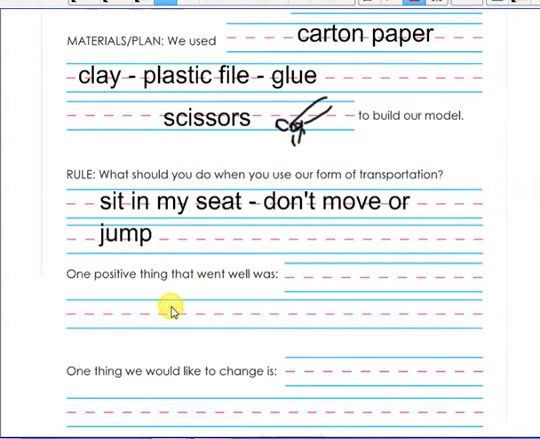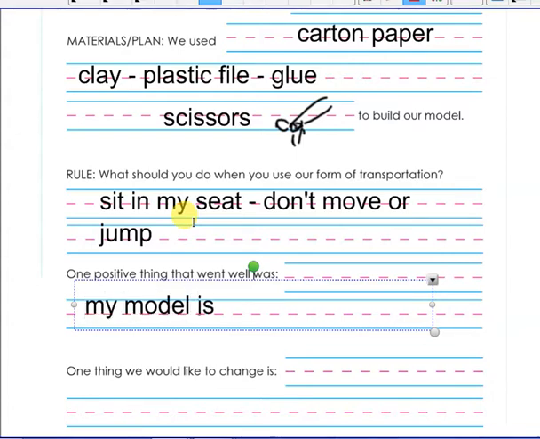One positive thing that went well, one good thing in our model. Is our model very bad or very good, very beautiful? Yes, our model is very beautiful, right? So my model is very beautiful.